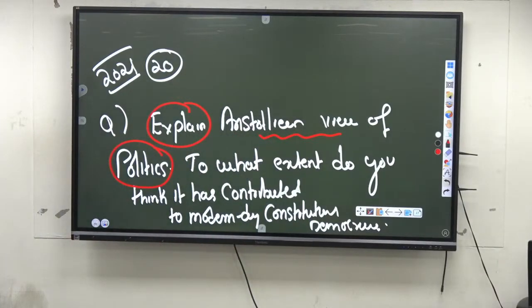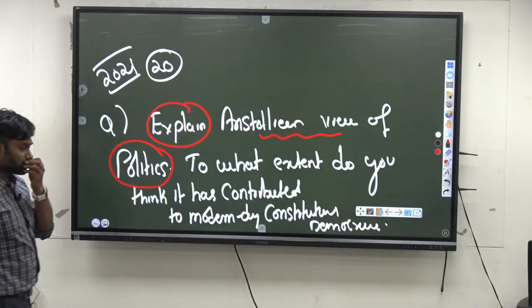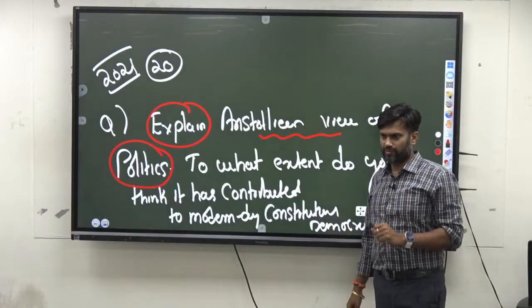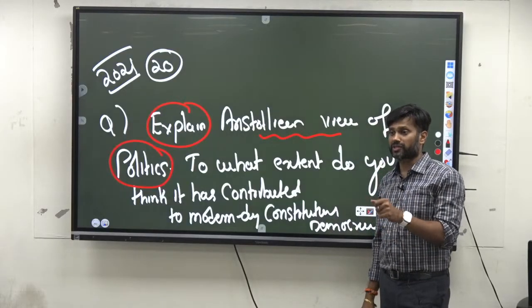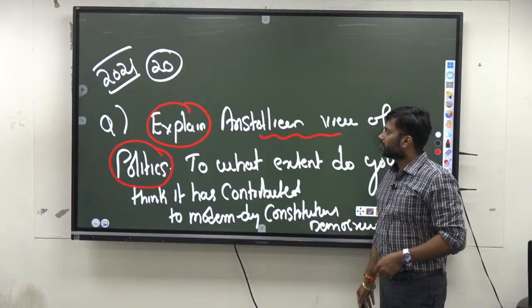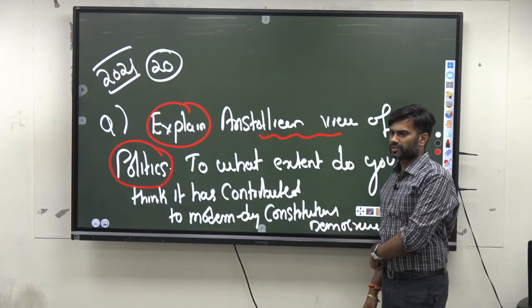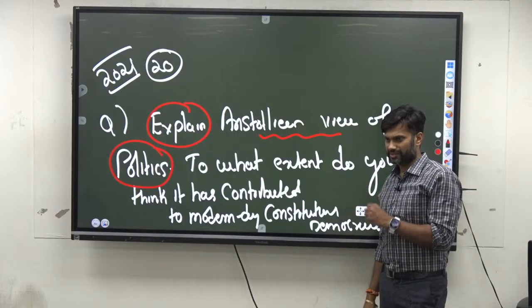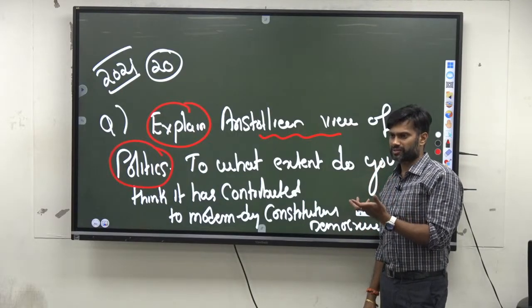You can write that Aristotle is the father of political science. He's written a book called Politics, which is considered an important treatise written on politics in Western political thought. The point is, how do I explain Aristotle's view of politics, or according to Aristotle, what is politics? Keep it simple and just summarize his theories.